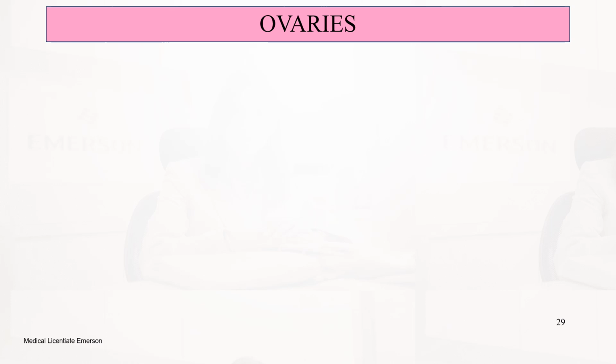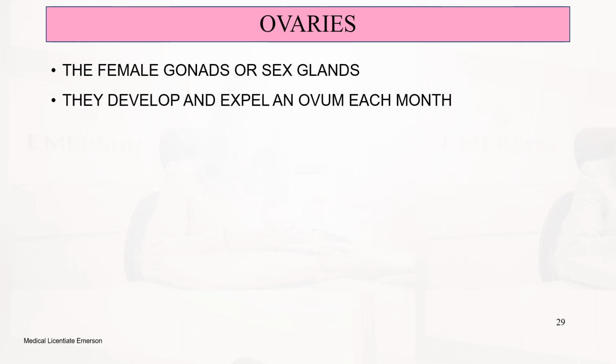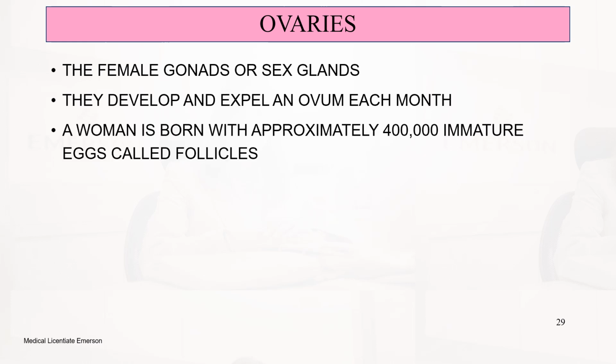Okay, then let's go to the ovaries. So the ovaries are the female gonads or the sex glands. They develop and expel an ovum each month. A woman is born with approximately 400 immature eggs called follicles. And again, depending on the literature, others will tell you 300,000.